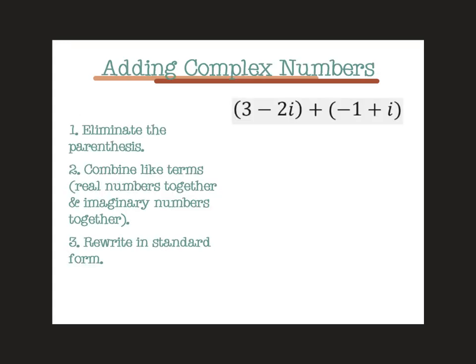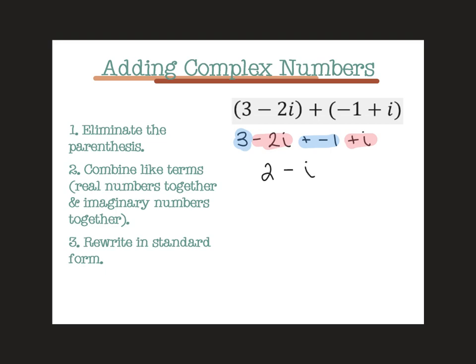If you want to add complex numbers, you would start by eliminating the parentheses. Next, you would combine like terms. So imaginary numbers can be combined, and real numbers can be combined. So for this example, we would have 3 plus -1, which would get us 2. We would have -2i plus i, which is -1i.